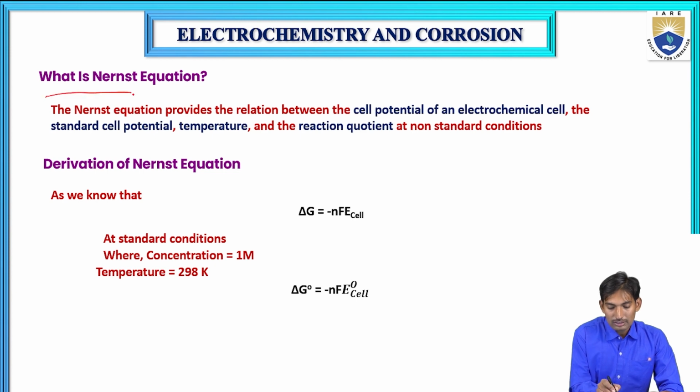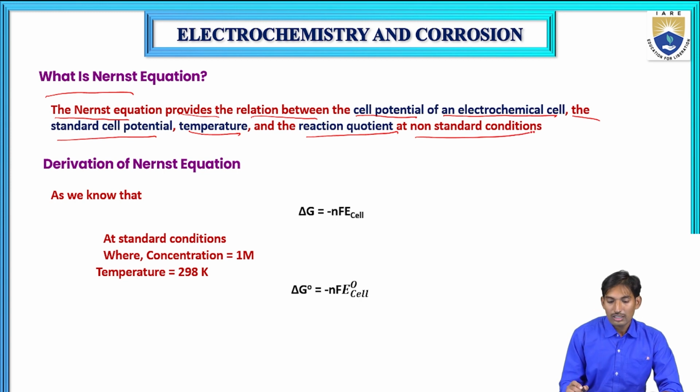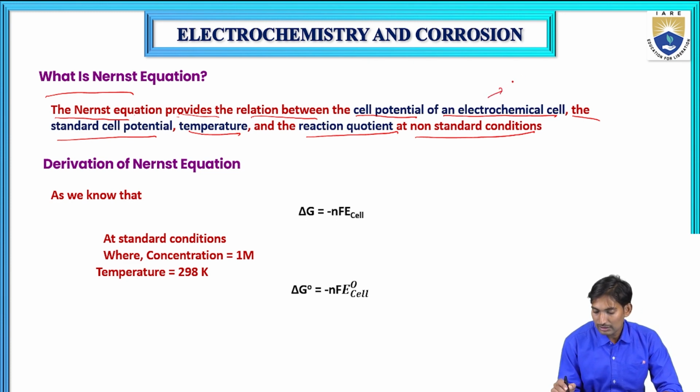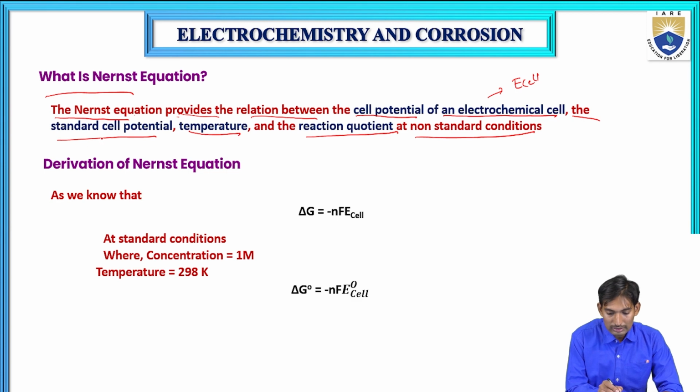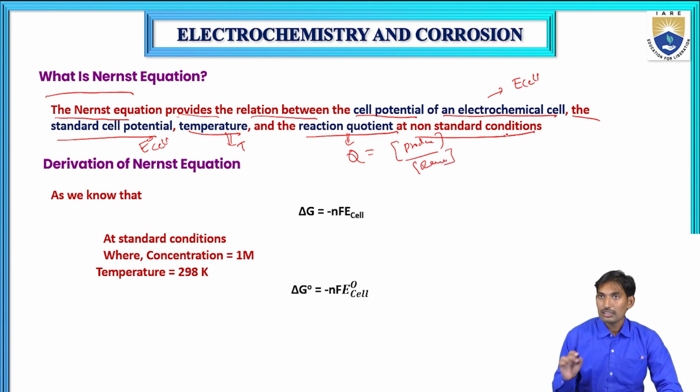What is the Nernst equation? The Nernst equation provides the relation between the cell potential of an electrochemical cell, E cell, and the standard cell potential, E0 cell, the potential at standard conditions, the temperature T, and the reaction quotient, which we indicate with Q. This is the concentration of product over the concentration of reactant in a chemical reaction at non-standard conditions.